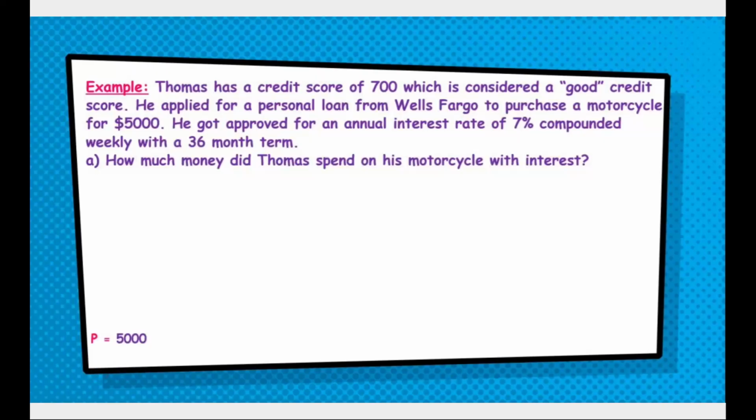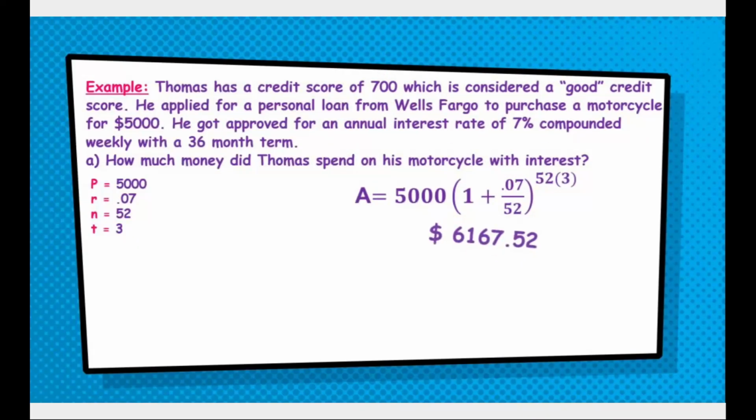So he borrowed $5,000. That was the initial amount. His interest rate was 0.07 because of his credit score. It was compounded weekly, so there are 52 weeks in a year. And 36 months is 3 years, so we're going to put the yearly amount here. So there's 3 years there. When I plug that all in, we should get $6,167.52.